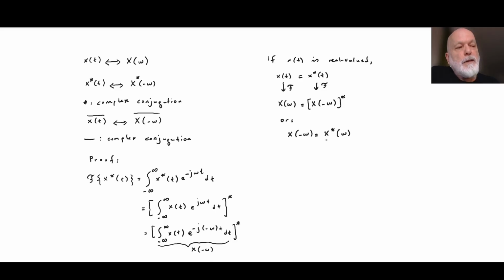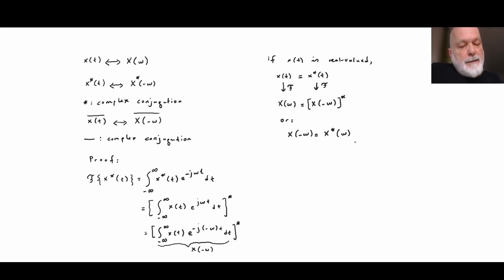So this also explains the usage of the negative frequency concept in the Fourier transform. Negative frequencies are essential to describe the Fourier transform of real valued signals. Okay. So for real valued signals, we have this important result.